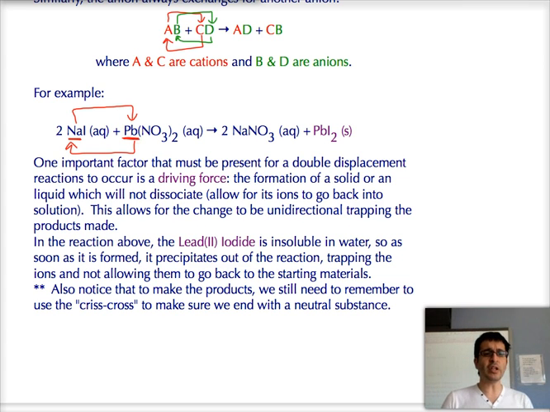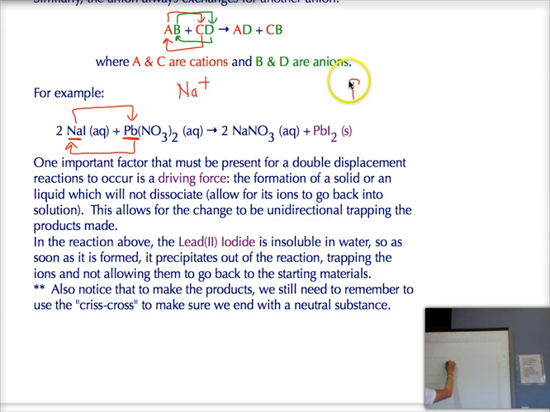Now, notice that the products that we get are not NaNO3 parentheses 2 and PbI. Why? Because sodium has a charge of +1, lead has a charge of +2. So we have to still do our crisscross in order to make the actual products. So the ions that we have are sodium plus and lead 2 plus, and we also have as negative ions the nitrate ion and the iodide ion.